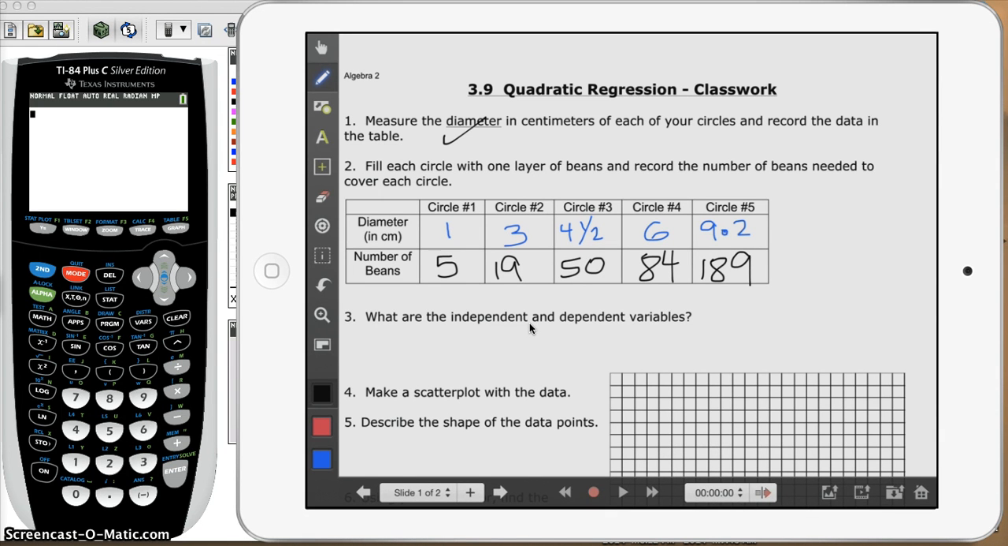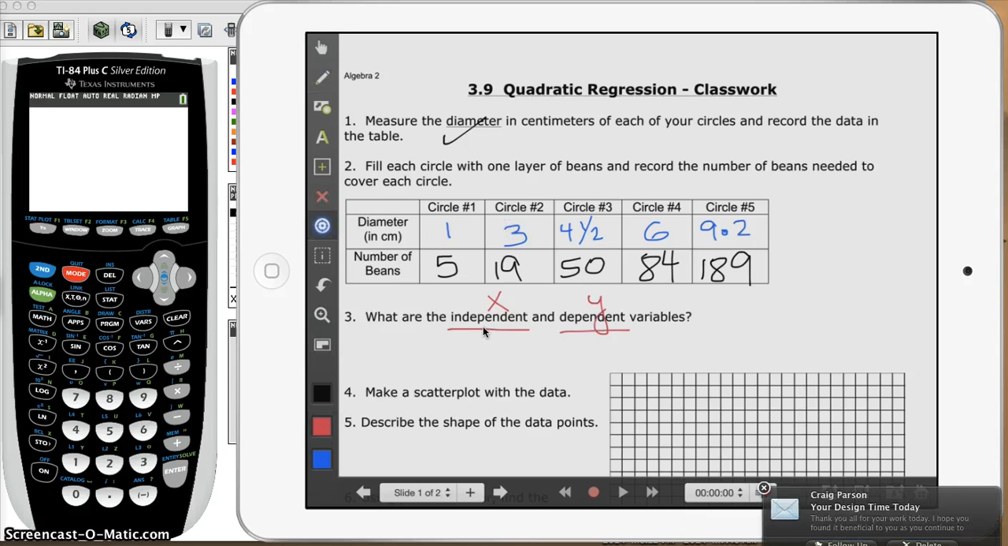Now, what are the independent and the dependent variables? Remember that the independent is what? Is it the x or the y? It's the x, and the dependent is the y. So what depends on the other? Does the number of beans depend on the diameter of the circle or the diameter depend on the number of beans? As you can see, as the circle gets bigger, it's going to contain more beans, right?